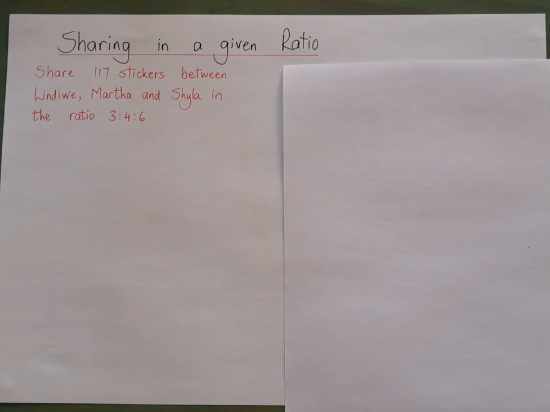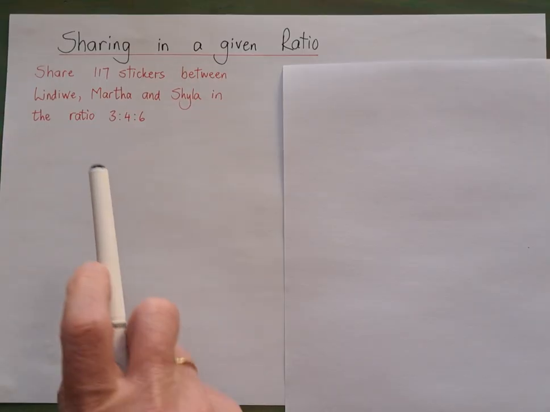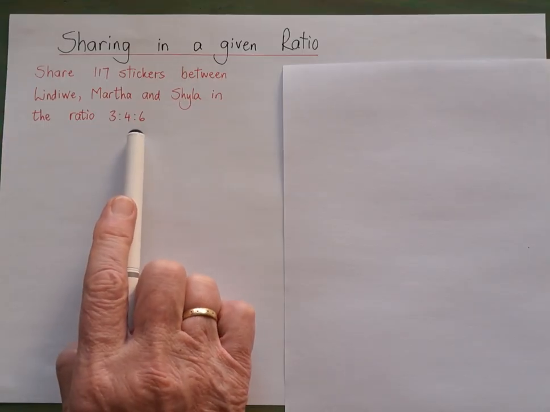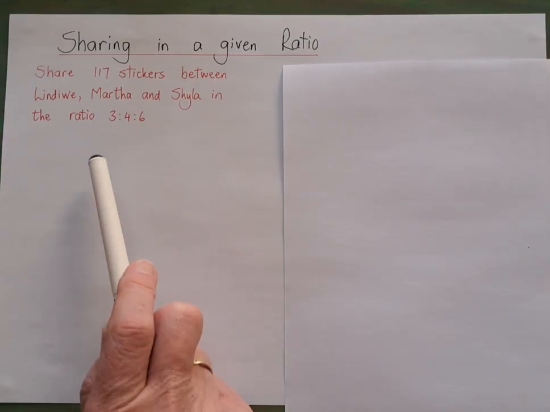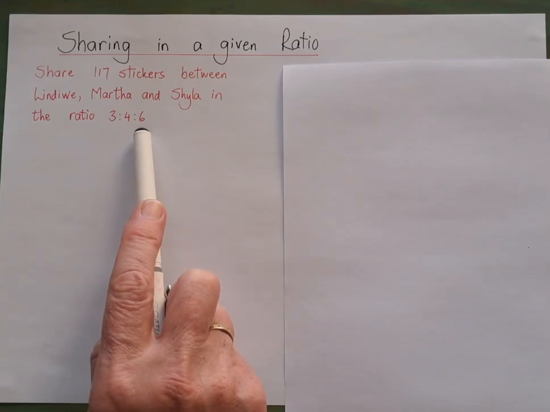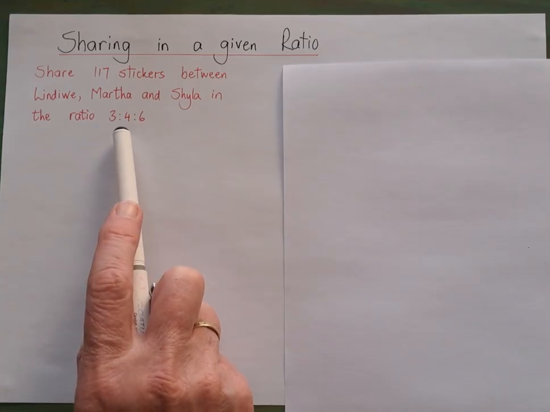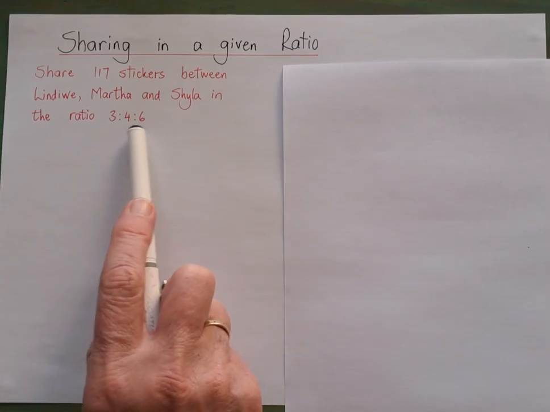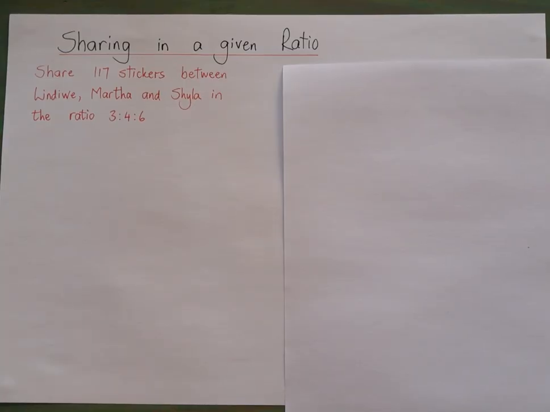So if we look at this question: share 117 stickers between Lindiwe, Martha, and Shyla in the ratio of 3 to 4 to 6. First of all, we need to see, can our ratio be simplified at all? It looks a bit tempting because 3 goes into 6 and 2 can go into 4 and into 6, but there's nothing that can divide into all 3 of them, so it is actually in its simplest form.